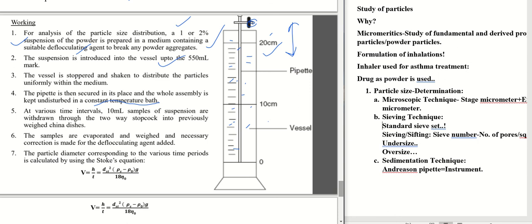Now, being pharmacists, we should make sure that at regular time intervals, the sample is taken by means of the pipette, like 10 ml of sample is taken out into a china dish.